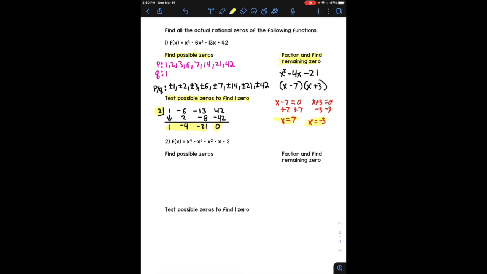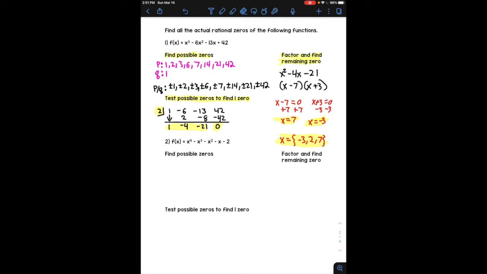How many zeros or solutions does this polynomial have? It has 3: x equals -3, 2, which I found by testing all the possibilities, I just guessed and checked, and 7. When writing our solution set, you want to write the x values in least to greatest order. If we were to graph this polynomial, it would cross the x-axis 3 times at x values of -3, 2, and 7.